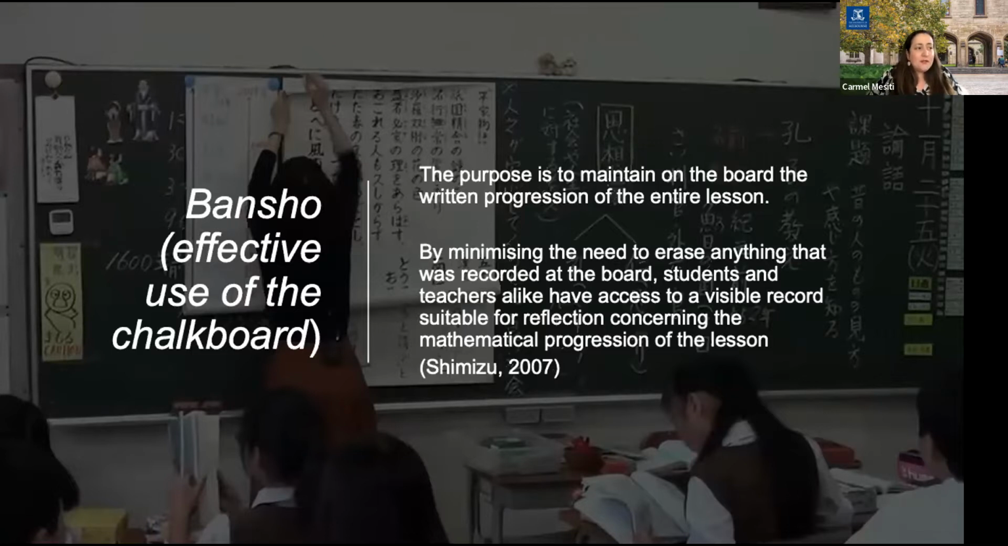translates loosely as the effective use of the chalkboard. The purpose of this practice is to maintain on the board the written progression of the entire lesson. Yoshi has said that by minimizing the need to erase anything that was recorded at the board, students and teachers have access to a visible record that's suitable for reflection. So then students are able to access what happened across the entire lesson, and that's very important to them.